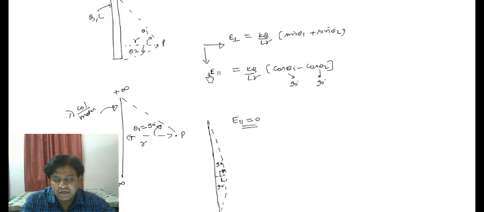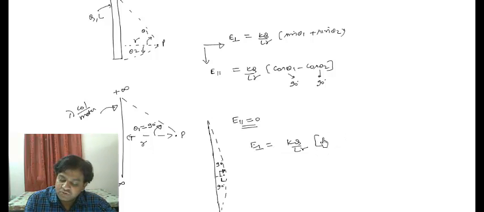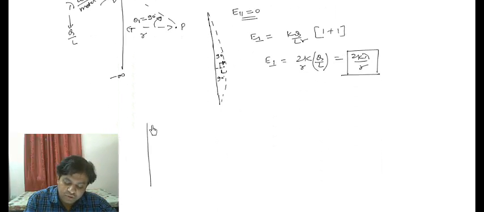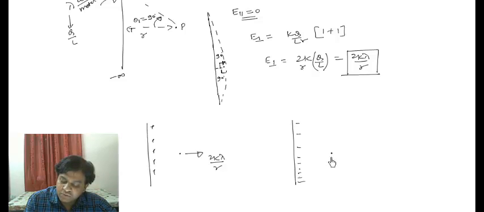so I will not get any parallel component of electric field. So E parallel will be 0, and simply E perpendicular will be kq by Lr sin theta 1, that is sin 90, plus sin theta 2, that is again sin 90. So sin 90 plus sin 90 is 2. So E perpendicular is simply 2kq by Lr. This q by L is simply lambda, charge per unit length. So what I get here is 2k lambda by r. This is the value of the electric field due to an infinite wire. If the wire is positively charged, then the electric field will be in this direction and it is equal to 2k lambda by r. If the wire has negative charge, then the electric field at this point P will be towards the wire, and it will again be equal to 2k lambda by r, right?